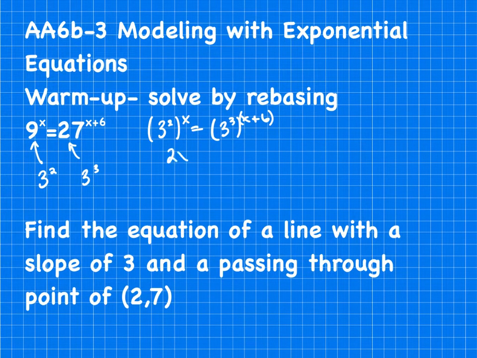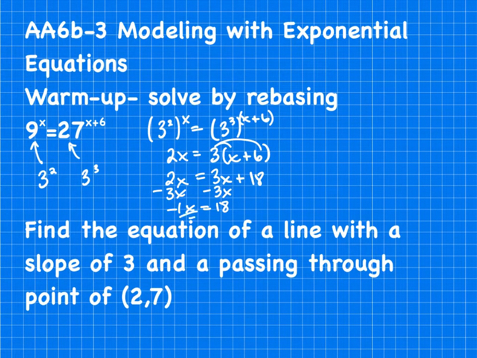So this is just 2x equals 3 times x plus 6. I'm going to distribute the 3 to be 3x plus 18. Sorry, distribute the 3, not 3x. And then subtract 3x from both sides. So I've got negative 1x equals 18, divide by negative 1, running out of space, so x equals negative 18. And that's my answer.